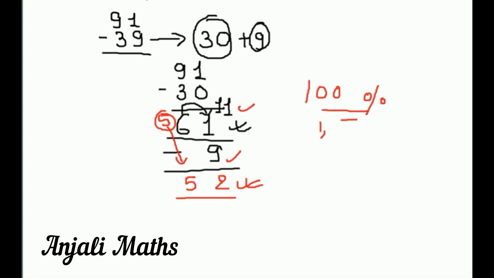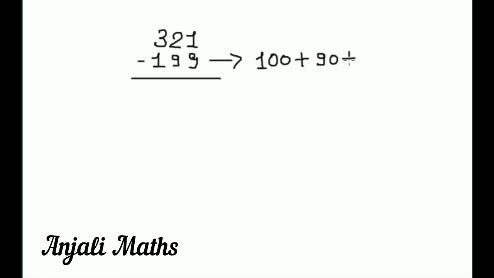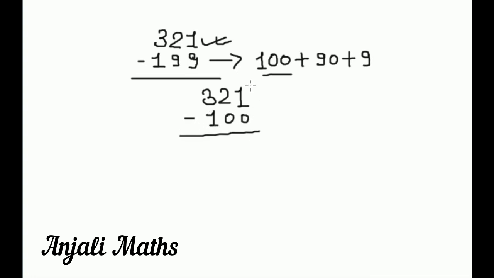Let's see the next example. The next example is a 3-digit number. 321 minus 199. So 199 we can split into 100 plus 90 plus 9. First we will subtract 100 from 321. This is 1, this is 2, and 3 minus 1 is 2. 221. Now we will subtract 90 from here.